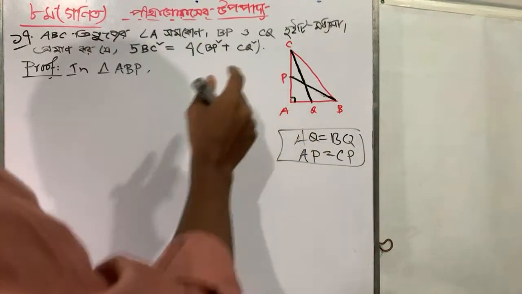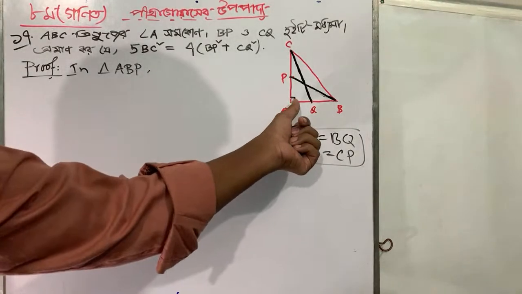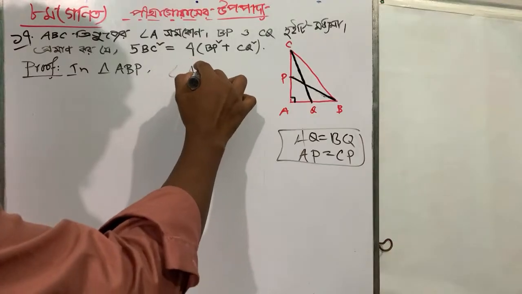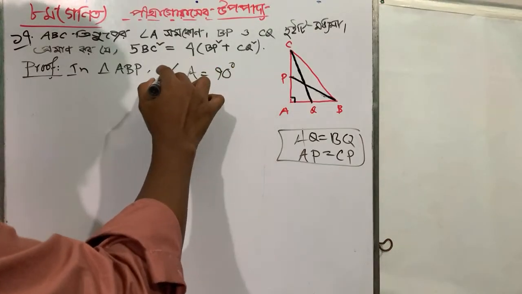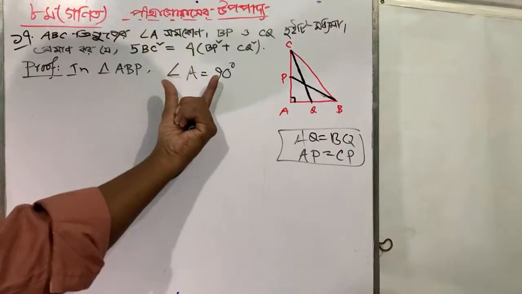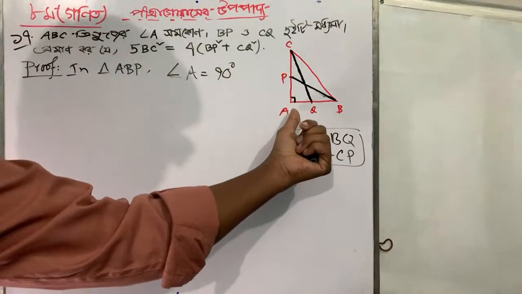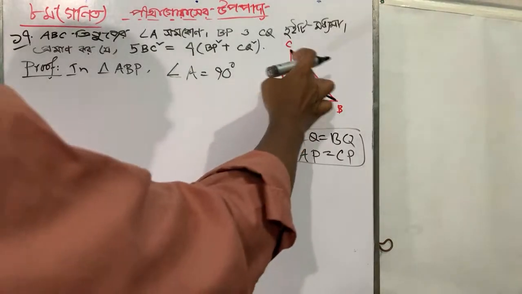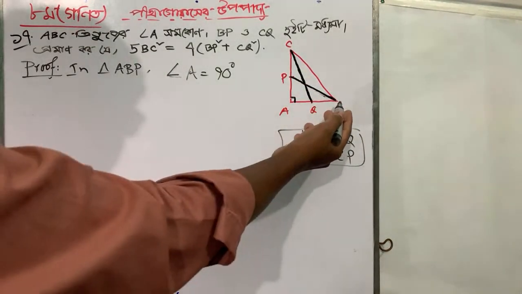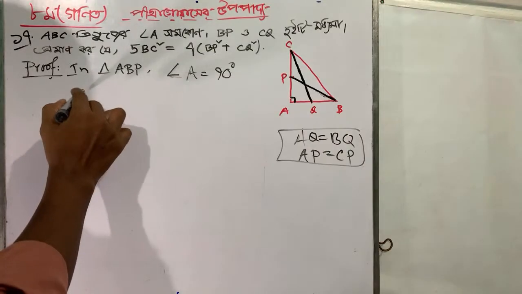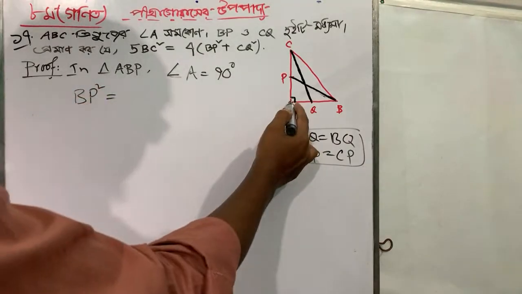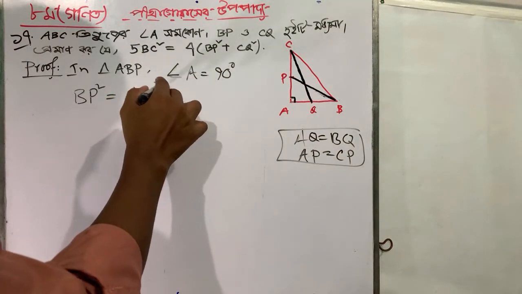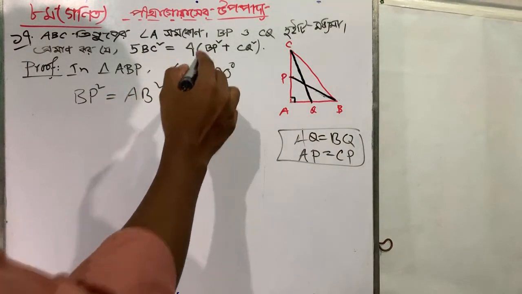ABP is a right angle triangle, right? This is a right angle triangle because angle A is 90 degree. They have given angle A to be equal to 90 degrees. So this is a right angle triangle. So if this is a right angle triangle, we can use Pythagorean theorem, that is BP square is equal to AB square plus AP square.